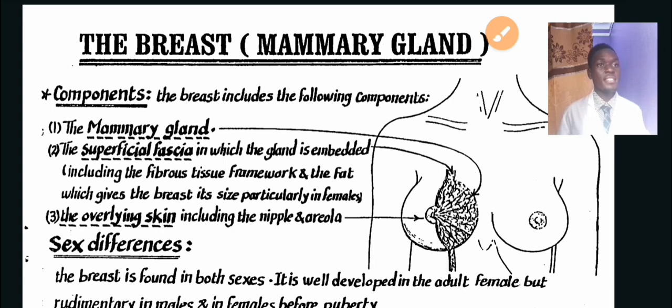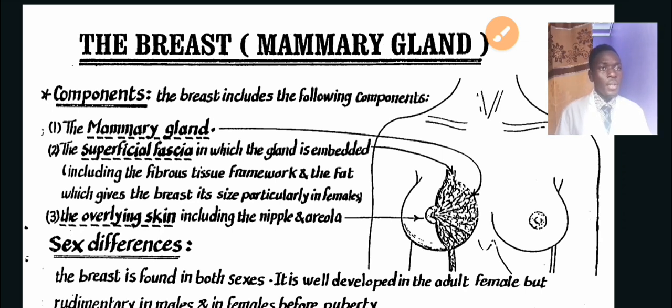Actually, if you look at the breasts of females, they are more well developed. And this explains that they are made up of too much fat. Then you have the overlying skin, and the overlying skin is mainly made up of the nipple. The nipple is made up of smooth muscles, of holes.